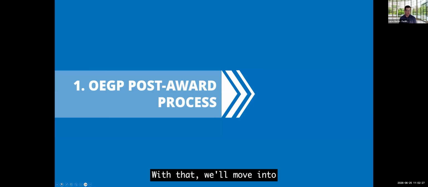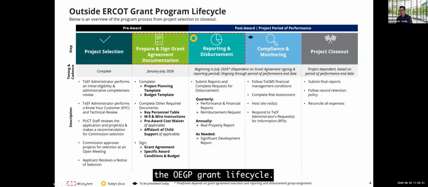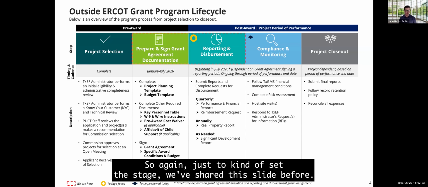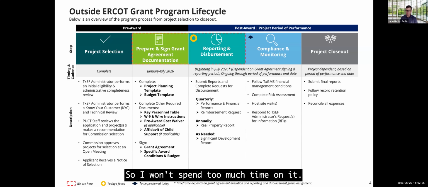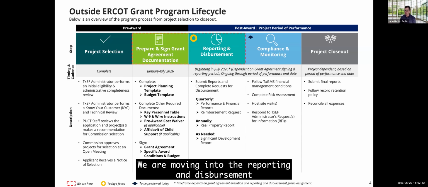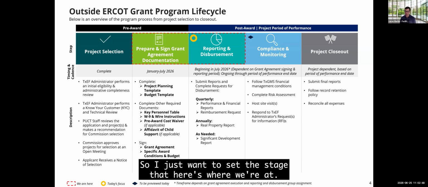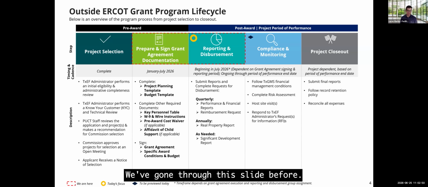With that, we'll move into the OEGP grant life cycle. So again, just to set the stage, we've shared this slide before, so I won't spend too much time on it. But now, as Yvonne mentioned, some of you have executed grant agreements. We are moving into the reporting and disbursement phase, as well as the compliance and monitoring phase. So just want to set the stage that here's where we're at. We've gone through this slide before.